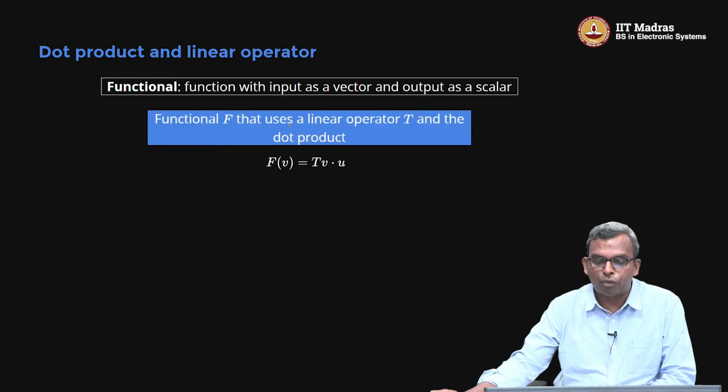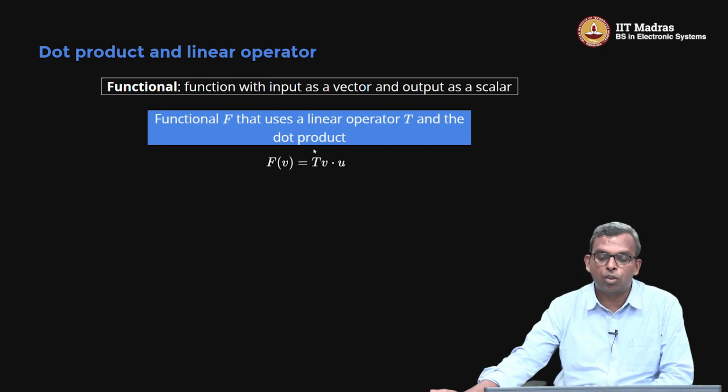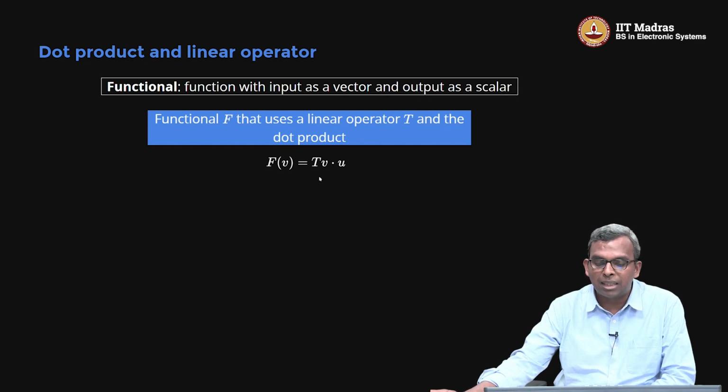A functional f that uses a linear operator t and the dot product can be defined like this. So notice what's happening here. Instead of, I mean, I can of course look at v dot u, but that's not what I'm doing here. I'm first doing the tv. What is tv? You take v, transform it with t first, and then you take a dot product. If you do it, it captures some aspect of t, right?